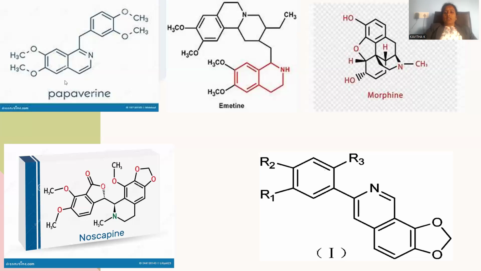This is about the medicinally important papaverine compound, and another alkaloid related to isoquinoline is emetine. Emetine is also a polycyclic heterocyclic compound. You can observe the core moiety, which is indicated in red color. And here is the isoquinoline with the methoxy functional groups, and here is the CH2 bridging.